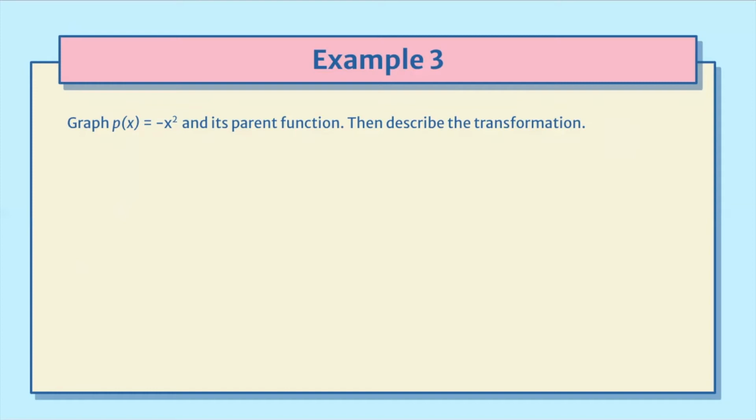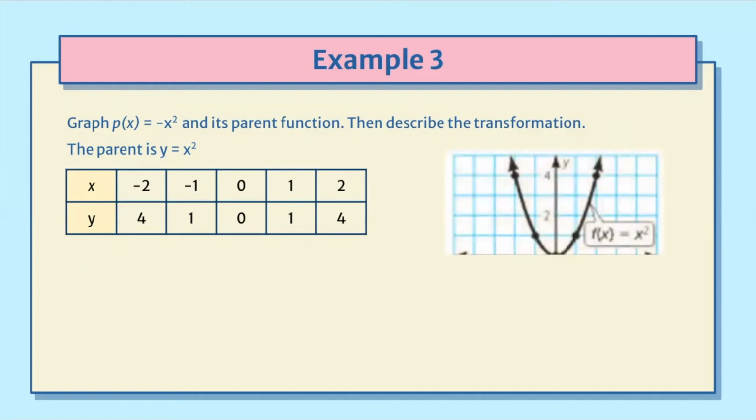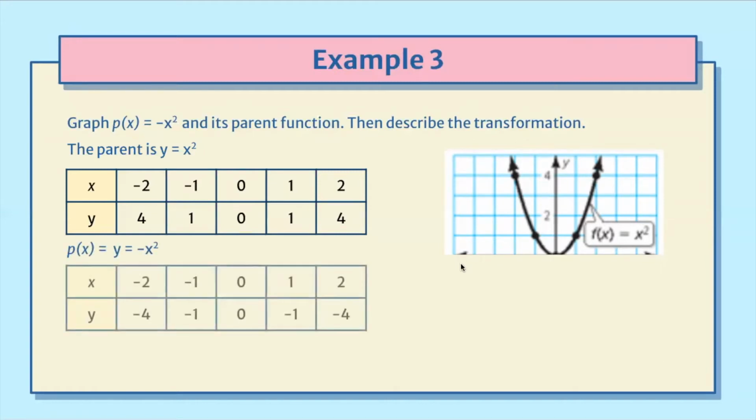We can see that the parent function is y equals x squared, which is a quadratic function. So here are the typical points: (-2, 4), (-1, 1), (0, 0), (1, 1), and (2, 4). And we can see this is the x-axis here, and this is the y-axis. We just have f of x equals x squared. Now we're going to graph p of x. Here are the points: (-2, -4), (-1, -1), (0, 0), (1, -1), and (2, -4).